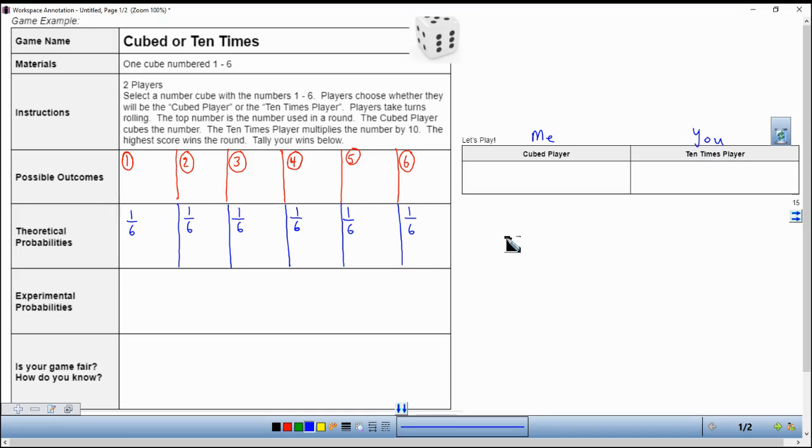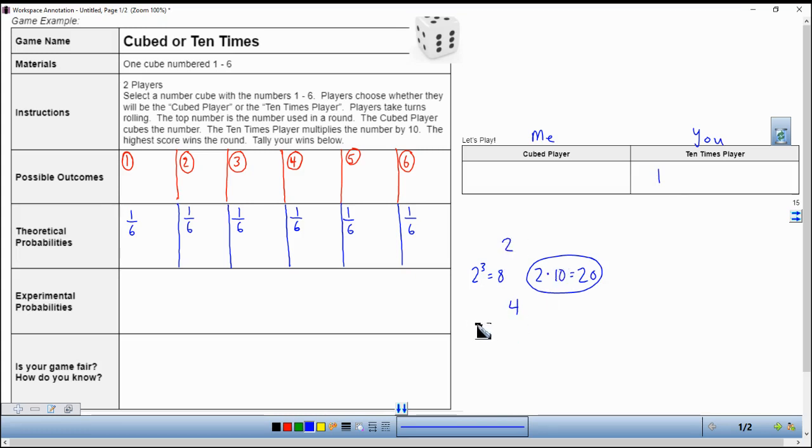So I rolled a 2. First number is a 2. We'll see who wins. So me, I'm the cubed player. My score would be 2 to the third power, which is 2 times 2 times 2, which is 8. Your score would be 2 times 10, which is 20. So in this case, you would win. So every time I roll a 2, you win.